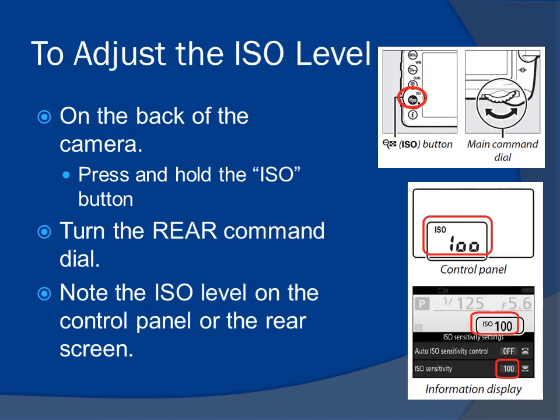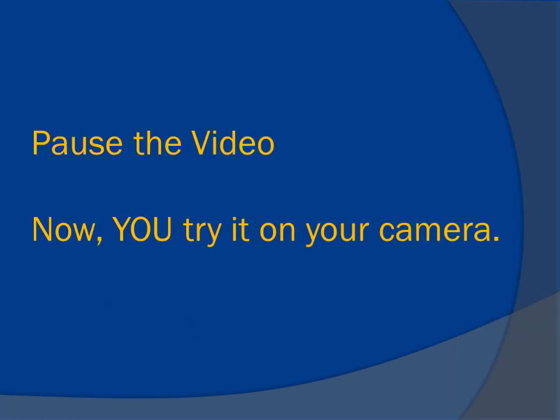To adjust the ISO level, on the back of the camera, press and hold the ISO button, top picture. At the same time, turn the rear command dial and note the ISO level on the control panel or the rear screen. Pause the video. Now you try it on your camera.